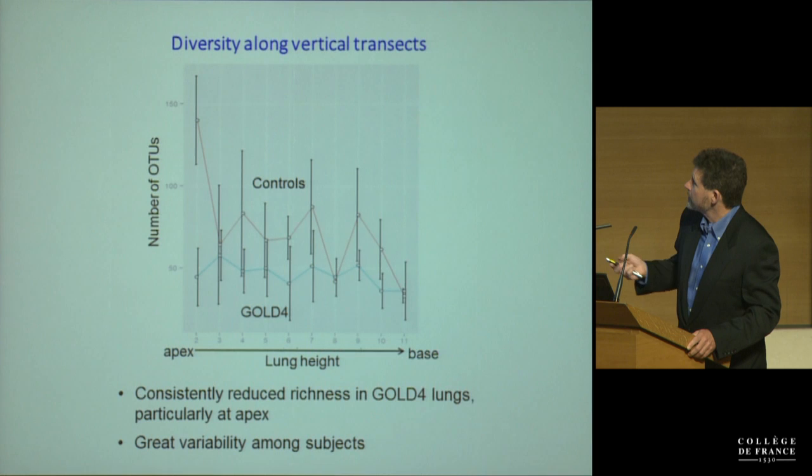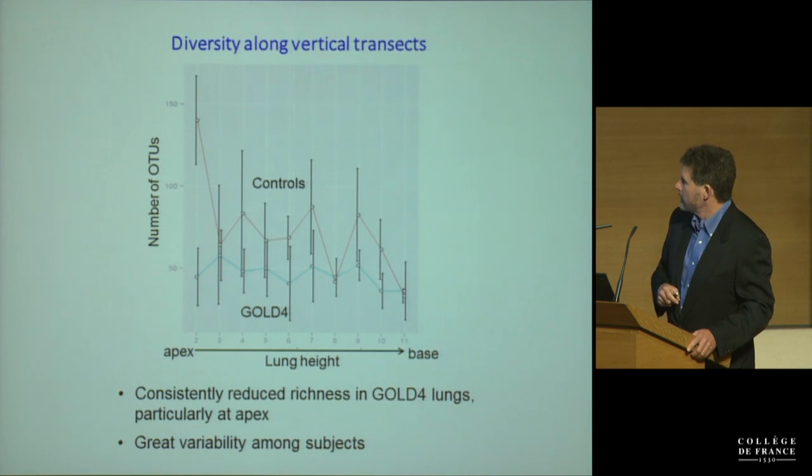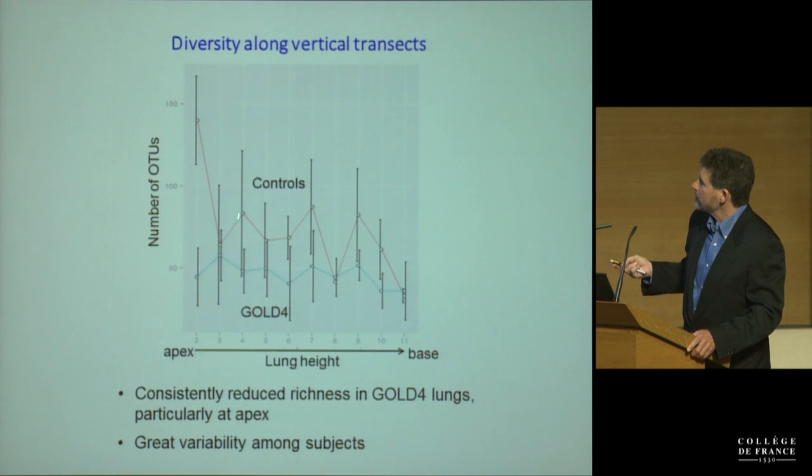Another observation is the patterns for diversity in these samples. And so if we look along the transect from apex to base of the lung and look at diversity in our samples, you can see that consistently the control lungs have greater diversity than the COPD lungs. However, you can also see there's a great deal of variability among individuals, and so if we just compare the overall data set, the difference is not statistically significant.